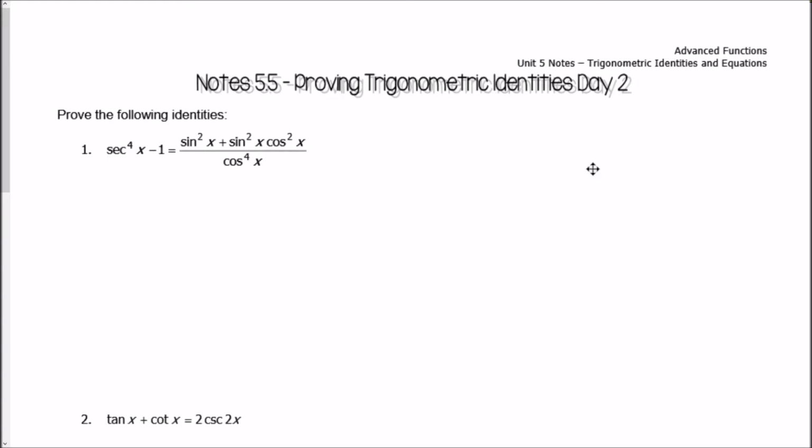Hi everyone, notes 5.5 are on proving trigonometric identities. This is day 2. So we're going to prove three identities right here. So the first one that we have is secant to the power of 4x minus 1.